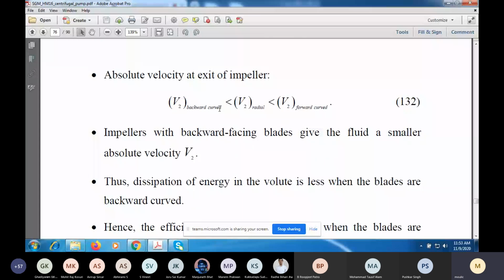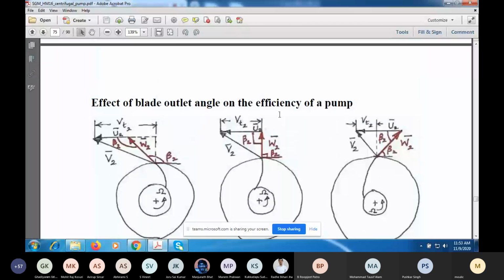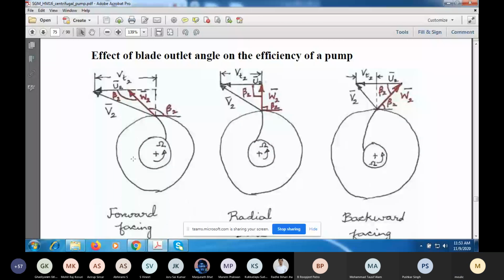Well, as you can see, the forward curved blade will have the larger V2. The length of this arrow is the largest for the same Vr. So the vertical line here is the same, because I've shown the velocity triangles at a point where the tip of the impeller is radial. So for the same flow rate, the vertical line is the same, but the swirl velocity component is maximum for the forward curve. So you have the minimum for the backward curve.